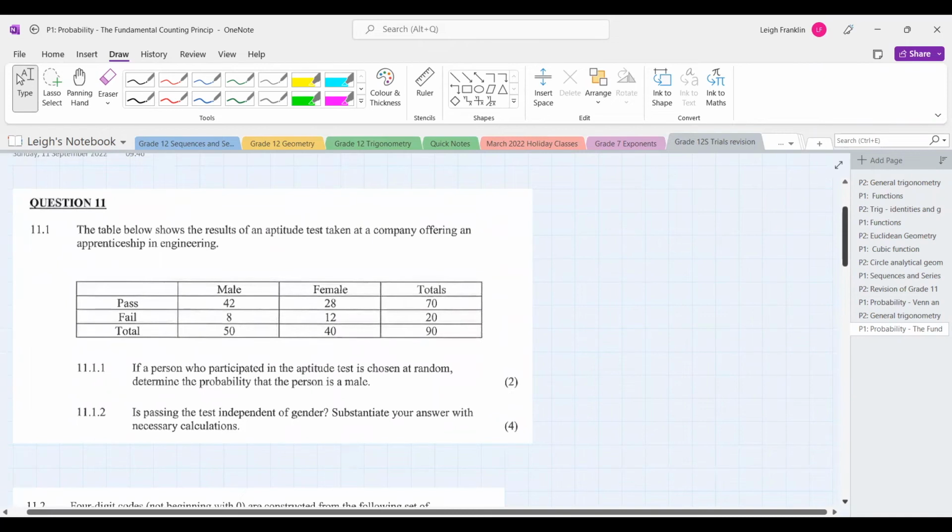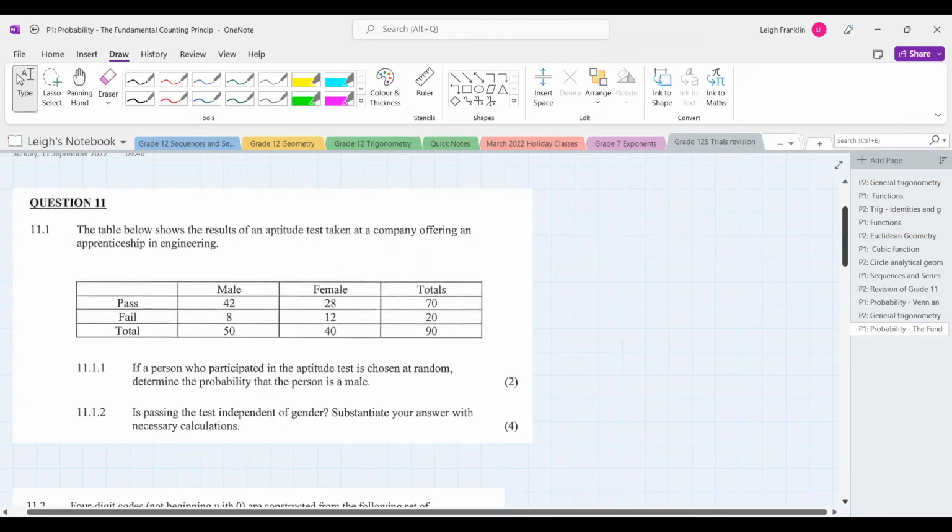So the table below shows the results of an aptitude test taken at a company offering an apprenticeship in engineering. So it's a two-way table or contingency table. There are males and females, and they either passed or they failed the aptitude test. Okay, so in total, there were 90 people that took this test. Total of males was 50, the total of females was 40. The total number of people that passed was 70, and the total number of people that failed was 20.